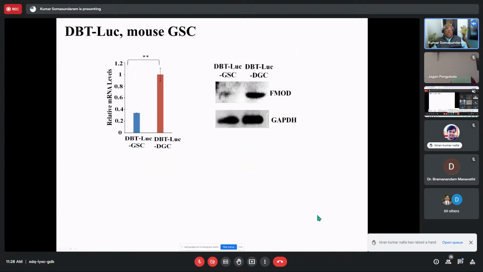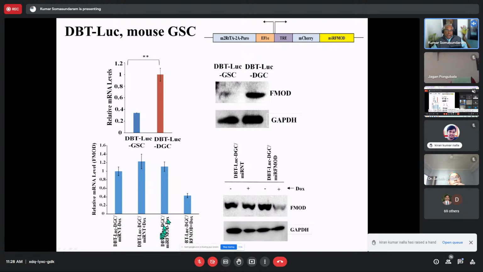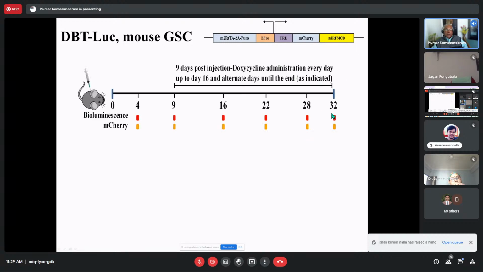So we did that. We used a murine model of DBT, and we can see that RNA level and protein level are higher in DGCs compared to GSCs. Then we introduced this particular construct, which is an inducible shRNA construct under the control of doxycycline. And you can see here, only in the DGCs, when you add doxycycline, RNA level comes down, protein level comes down. And we are injecting GSCs, remember, where the FMOD expression is not there. Only when they become DGCs does expression come up, which can be silenced by this construct when you add doxycycline.